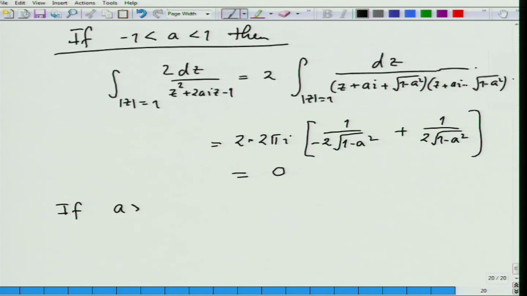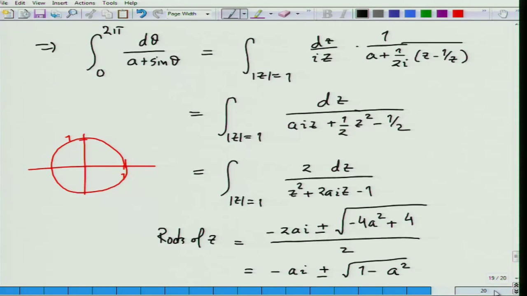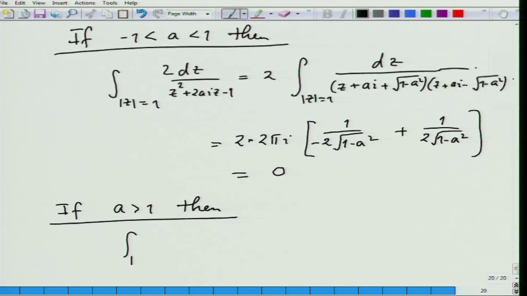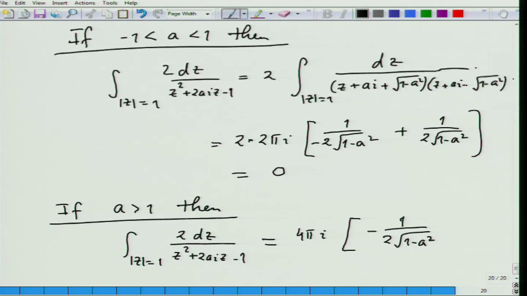And if a is bigger than 1, then going back, one of them is the residue. So when this is plus, that is the only residue that survives. So the one that survives is this one, that is the pole inside, and when you make this substitution, you then get minus 1 over... which is of course wrong.